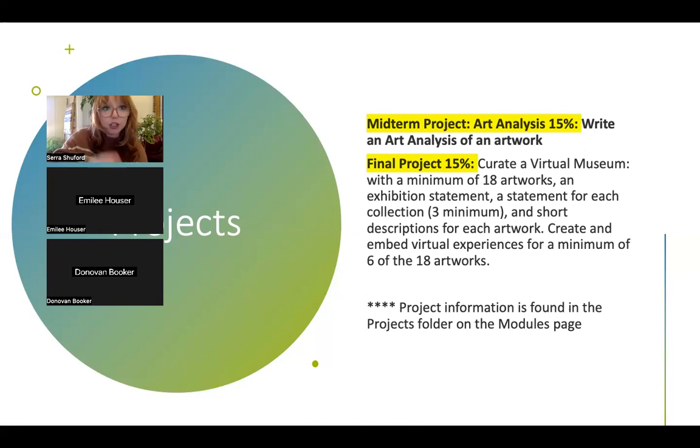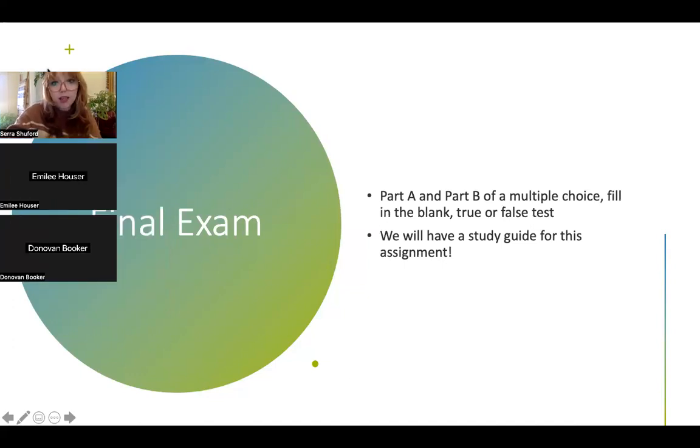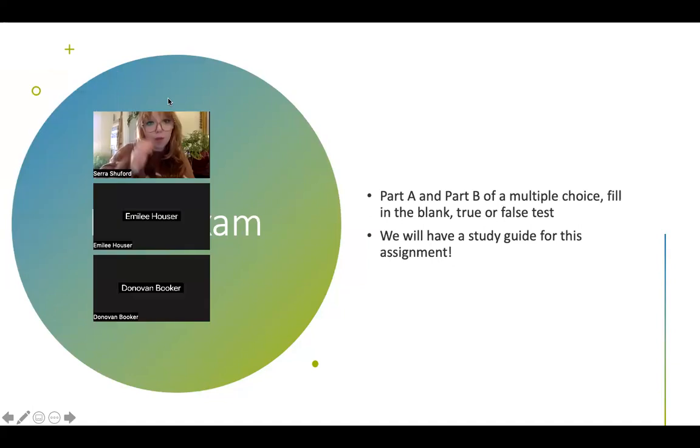It's on the modules page at the very bottom, but it is separate from the individual modules, like module 1, 2, 3, 4, 5, 6, which is what the other stuff will be organized with. And then lastly, our final exam. Our final exam is going to be a part A and a part B.